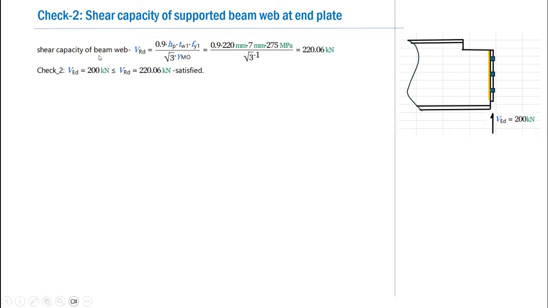Accordingly, the shear capacity of the beam web at the end plate will be computed as VRD. This is a standard expression used in the Eurocode. 0.9 times the area of the web. Obviously, we know that the area of the web in this case is HP, that is the depth of the end plate, into TW1, into fy1 by root 3 gamma M0. Substituting the various values, we find that the shear capacity of the beam web at the end plate is 220.06 kilonewton, and obviously this is higher than the applied shear of 200 kilonewton. Hence, we have satisfied check number 2.